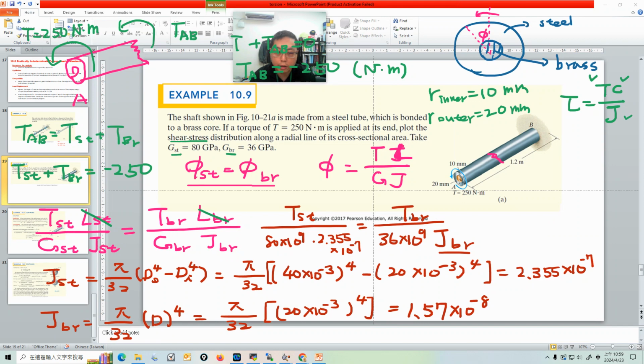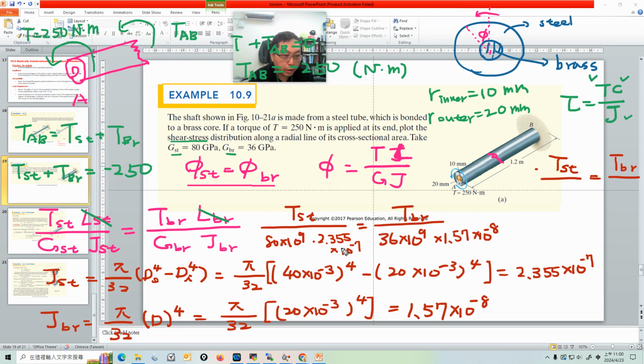So what is JBR? JBR is here, 1.57 times 10 to the power minus 8. Okay, and finally you will have this: TST equal to TBR, and here is 80. It says 10 to the power 9, so 9, 10 to the power minus 7. So here is 100.